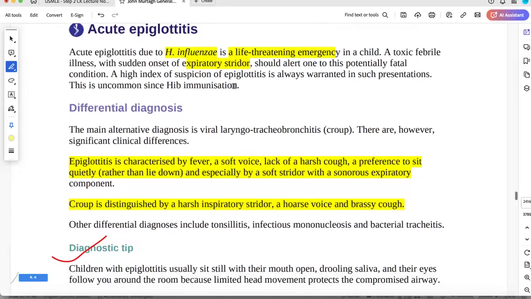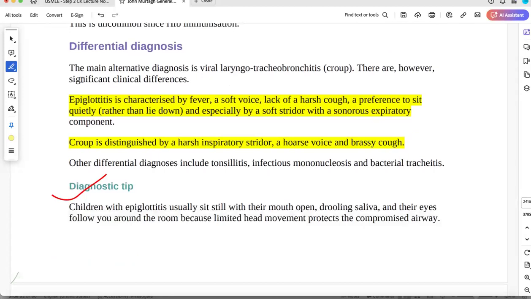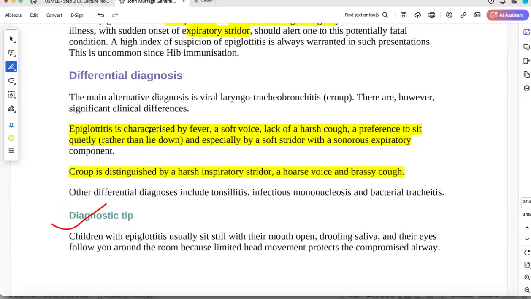So how do we diagnose epiglottitis? Epiglottitis and croup can sometimes get confusing because both have this stridor. So in epiglottitis, the stridor is expiratory stridor, whereas croup has inspiratory stridor. But there is a huge difference between these two. In epiglottitis, the child will have very high fever, toxic looking, and they don't have a cough.